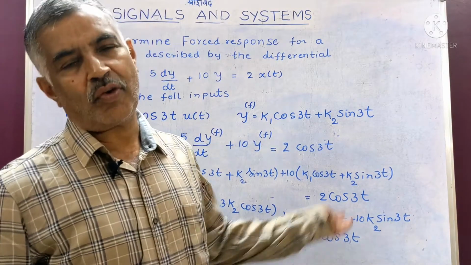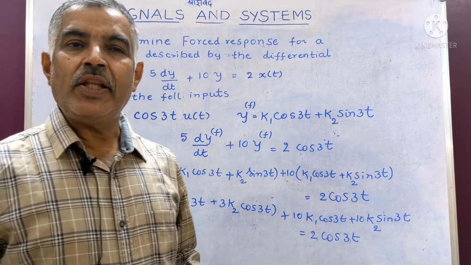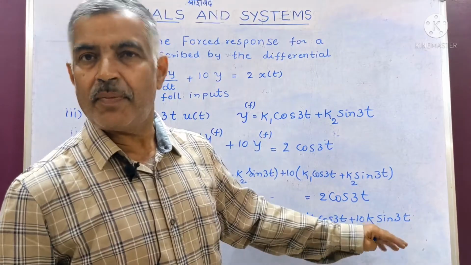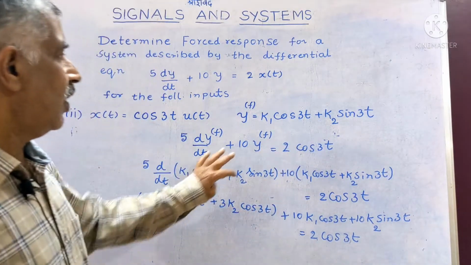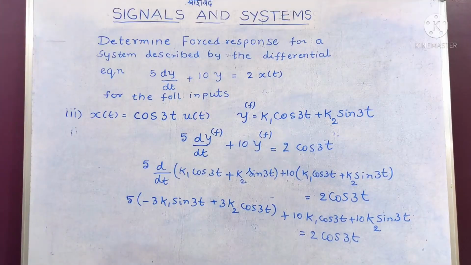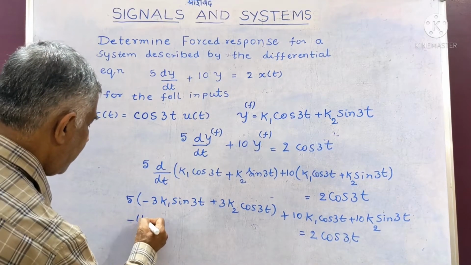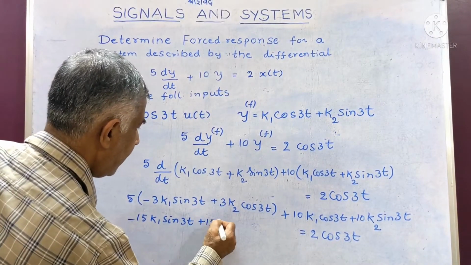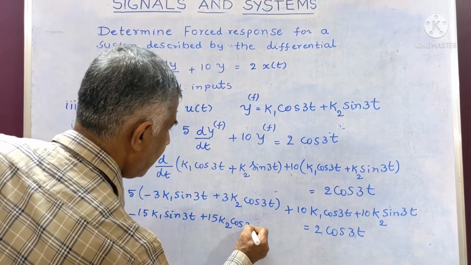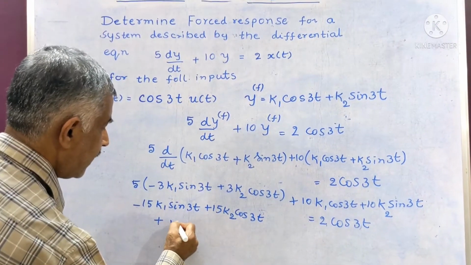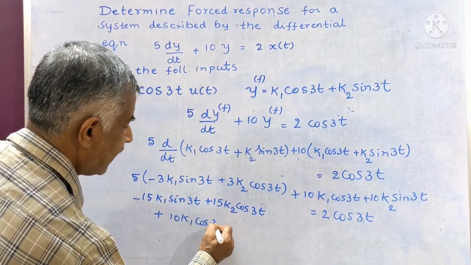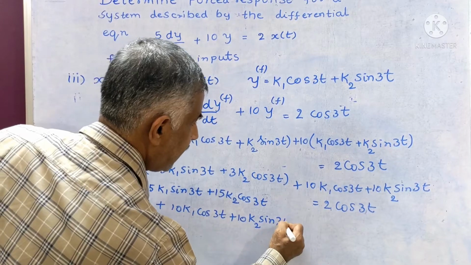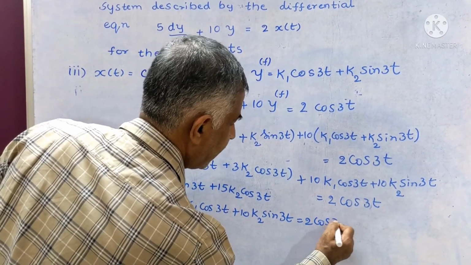Now there are sine terms and cosine terms. Equating the coefficients of sine terms on both sides, and equating the coefficients of cosine terms on both sides, will give you the values of k1 and k2. Now this is minus 15 k1 sin 3t plus 15 k2 cos 3t plus 10 k1 cos 3t plus 10 k2 sin 3t is equal to 2 cos 3t.